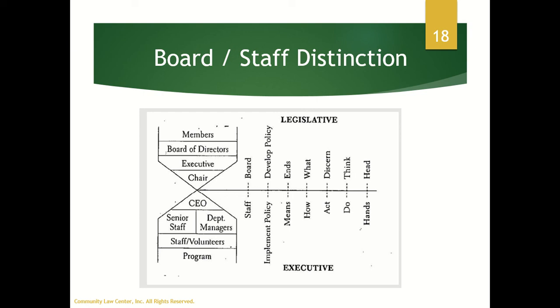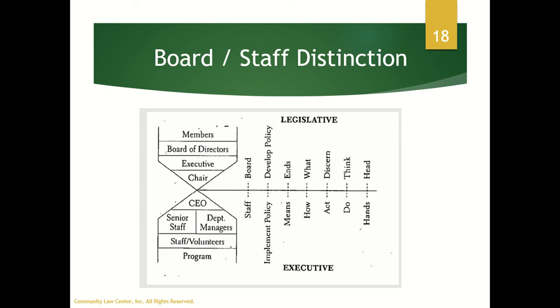You want to keep your board and staff very separate and distinct so that it's clear whether someone is in a governing board role or a staff role where they get the board's decisions and then they carry out those decisions on a day-to-day level. So you can think of your board as the part above that line as your kind of legislative branch of the organization. They develop policy, they decide on the ends, they're the head of the organization. Below that line, you have the staff, and they're more of the executive branch. They implement the policy that the board has decided on.